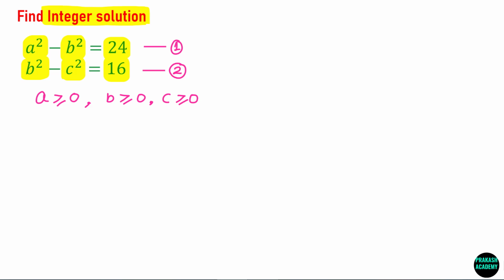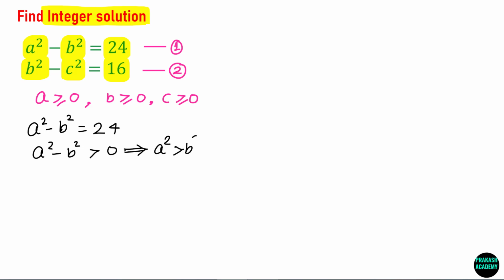Now with this assumption, let us see equation 1. Equation 1 is a square minus b square equals 24, and 24 is a positive number. So I can say a square minus b square is greater than 0. This implies a square is greater than b square. Moreover, since a and b both are positive numbers, I can say that a is greater than b.